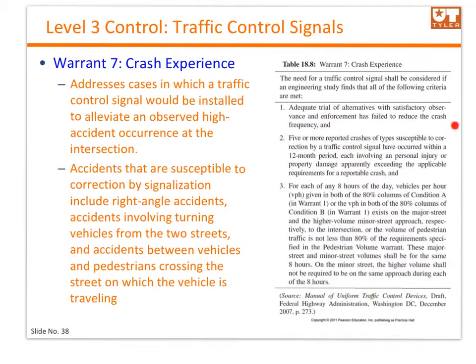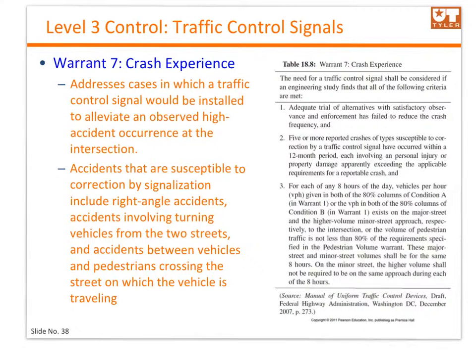Table 18.8, also from the MUTCD, talks about the crash experience and the numbers to consider. This is for places that have too many car crashes, and therefore need a traffic control signal. I'm going to read off this table. The need for a traffic control signal shall be considered if an engineering study finds that all of the following criteria are met. So now we have to satisfy all three criteria for warrant 7 to be met. The first condition is that an adequate trial of alternatives, with satisfactory observance and enforcement, has failed to reduce the crash frequency.